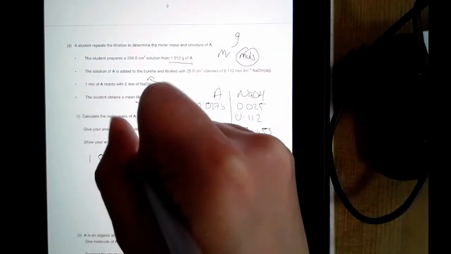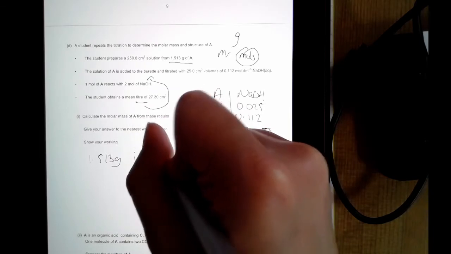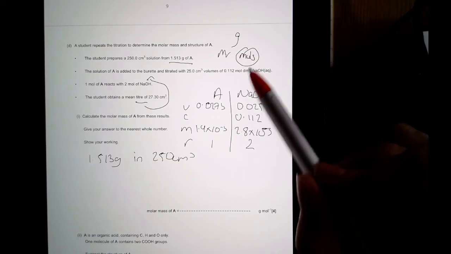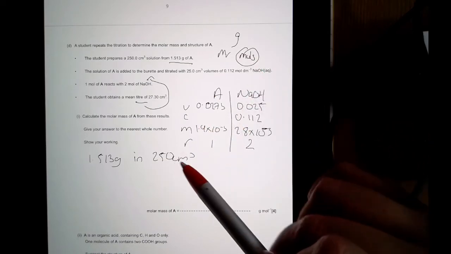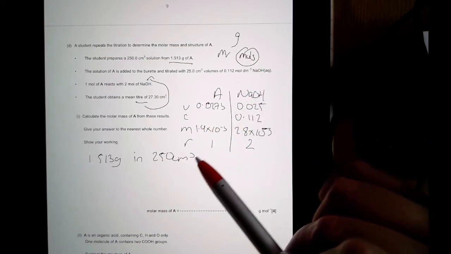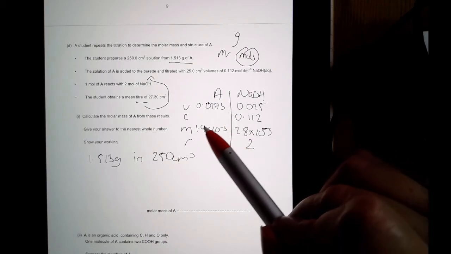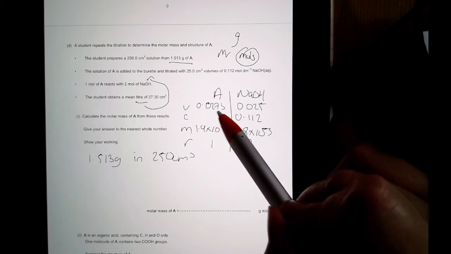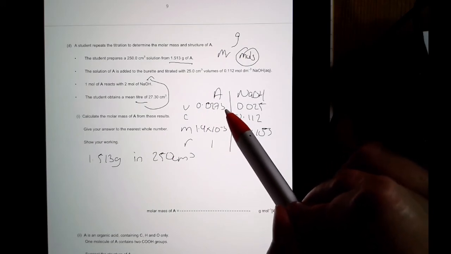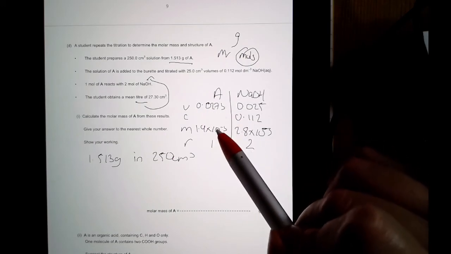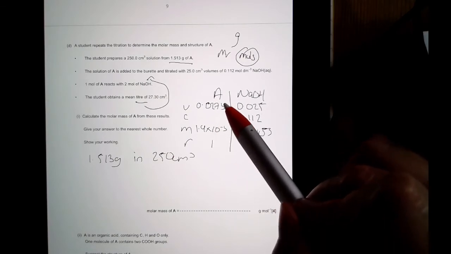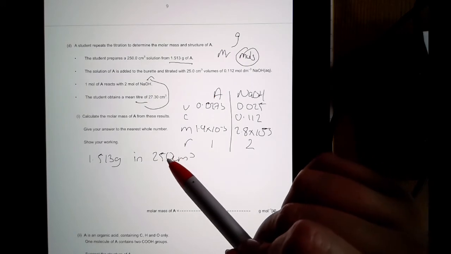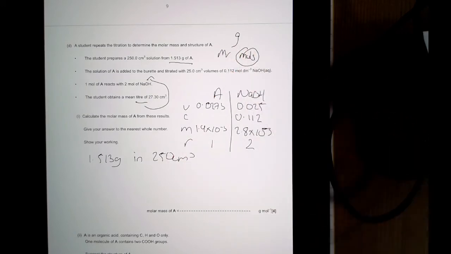1.513 grams. That's the mass you've got in 250 centimeters cubed. And before you can use your g Mr moles, you need to work out how many moles you've got in 250 centimeters cubed. Your titration table works out the number of moles in this volume here. And if I convert this back to centimeters cubed, it's 27.3 centimeters cubed. So I know the number of moles in 27.3 centimeters cubed, but I need to know the number of moles in 250 before I can use my formula triangle.